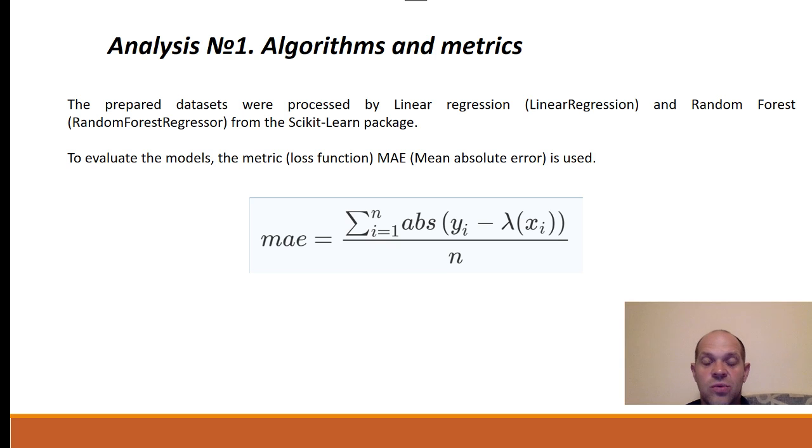So, analysis number 1. I define two algorithms: linear regression and random forest from the scikit-learn package. I also used mean absolute error as the loss function for my calculation. Mean absolute error is the sum of differences between the original values and my predictions, and this sum is divided by the whole number of predictions that I got.